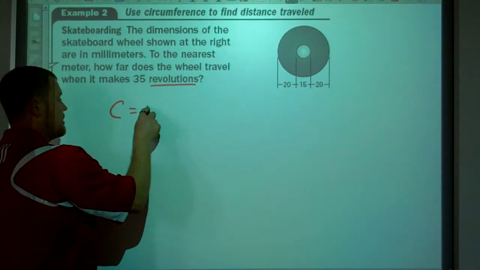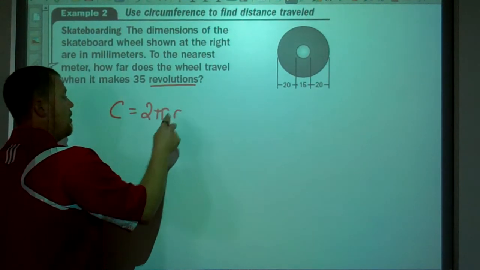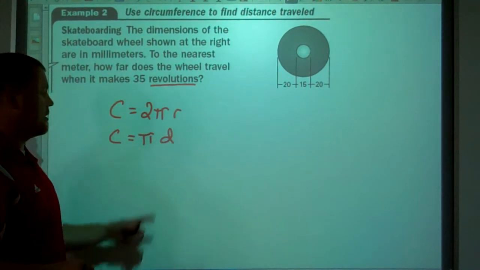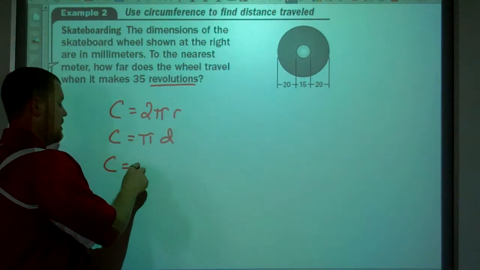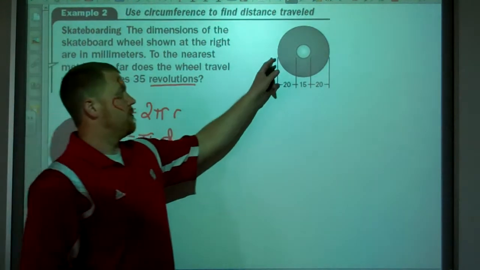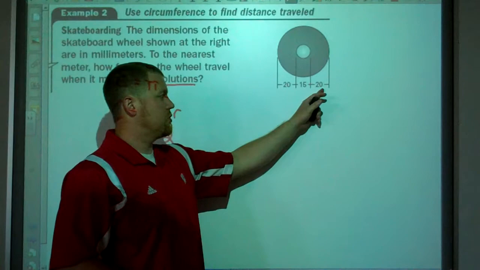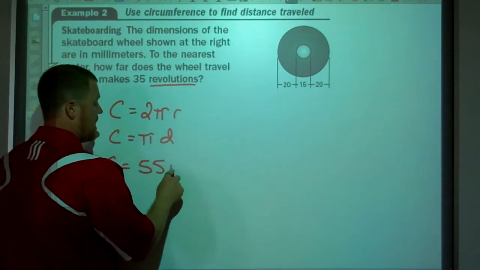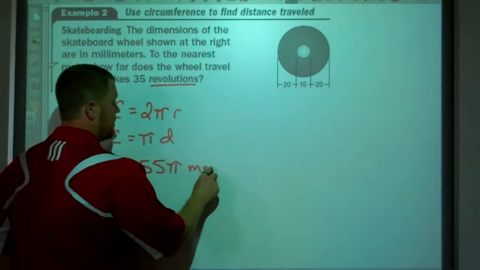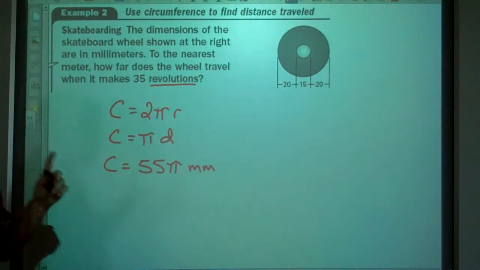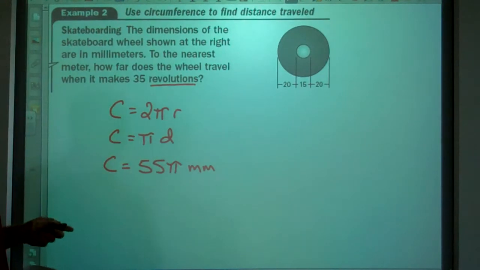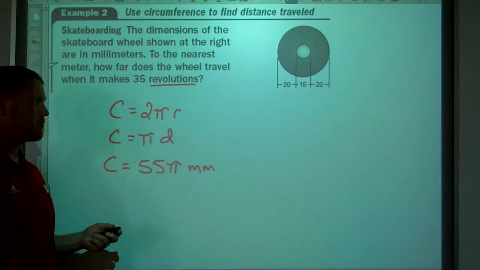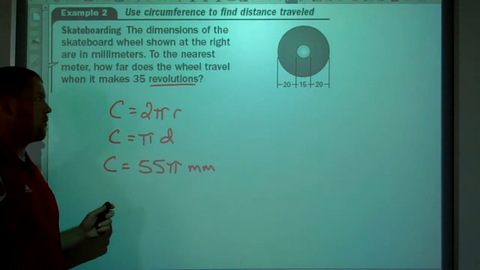So circumference equals 2 pi r, or C equals pi times diameter. Now in this one, I'm going to use the second equation. The diameter is, from this point all the way across, that's 20, 20, that's 40, 55. 55 pi millimeters. That's 1 revolution, and that is in millimeters. They told us the dimensions are in millimeters. So that's circumference for one revolution.